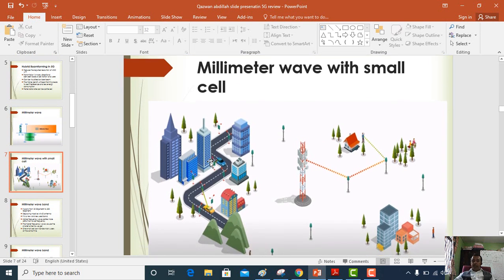Millimeter wave with small cells. Millimeter waves lose their energy very fast and are only suitable for short distances, so they need small supporting cells between the active users and the base station. So in the future, maybe we'll see a lot of base stations.